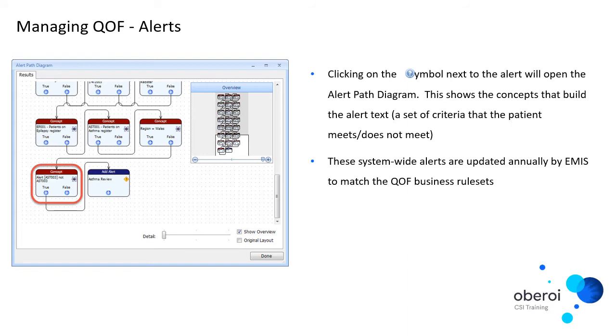We've also got the option to click on the little question mark symbol next to the alert, and that opens up the alert path diagram. This shows the background and the concepts that build the alert text. So this is like a little flow diagram that the patients filter through to see whether they get an alert or not. And these are system-wide alerts, and they're updated annually by EMIS to match the QOF business rule sets. The business rule sets contain all the codes and all the values that are needed to run the search.